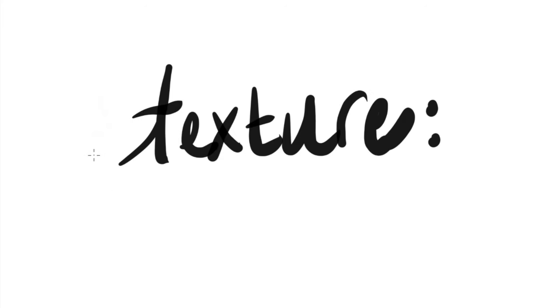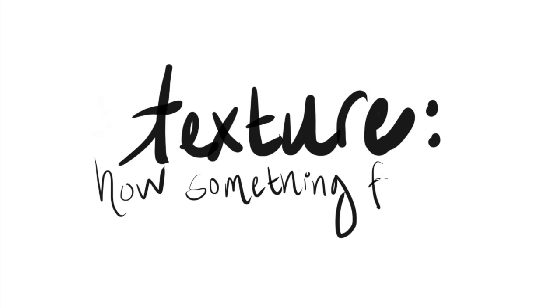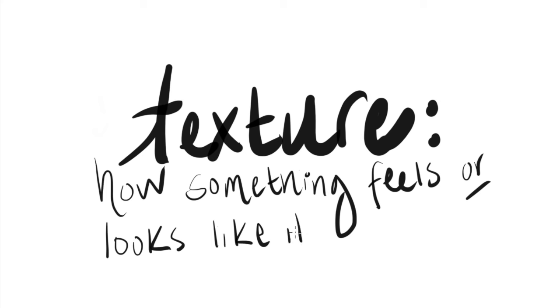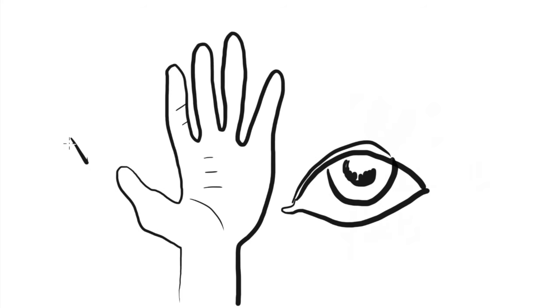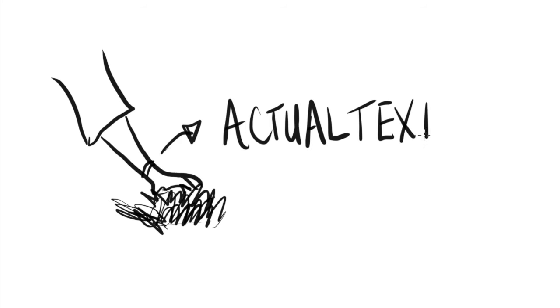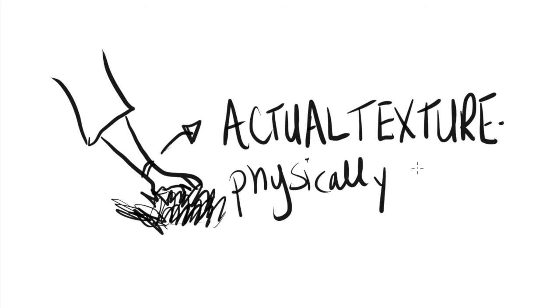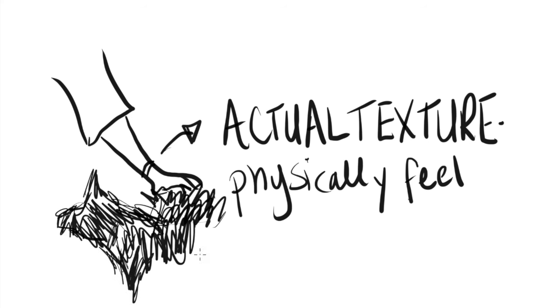Let's start by defining what texture is. Texture is how something feels or how it looks like it feels. When we talk about texture, we can either see it or feel it. When we actually feel a texture, like running your fingers through the fur of a cat, that's called actual texture. It's how something physically feels.